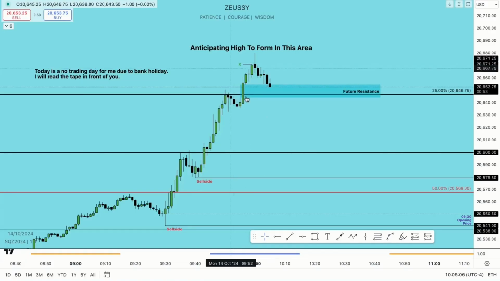So right now I'm paying attention to the following. I'm paying attention to this BC. I want to see how they're going to utilize this BC. If we displace below it and utilize this resistance price, then that's a confirmation that the high is in.